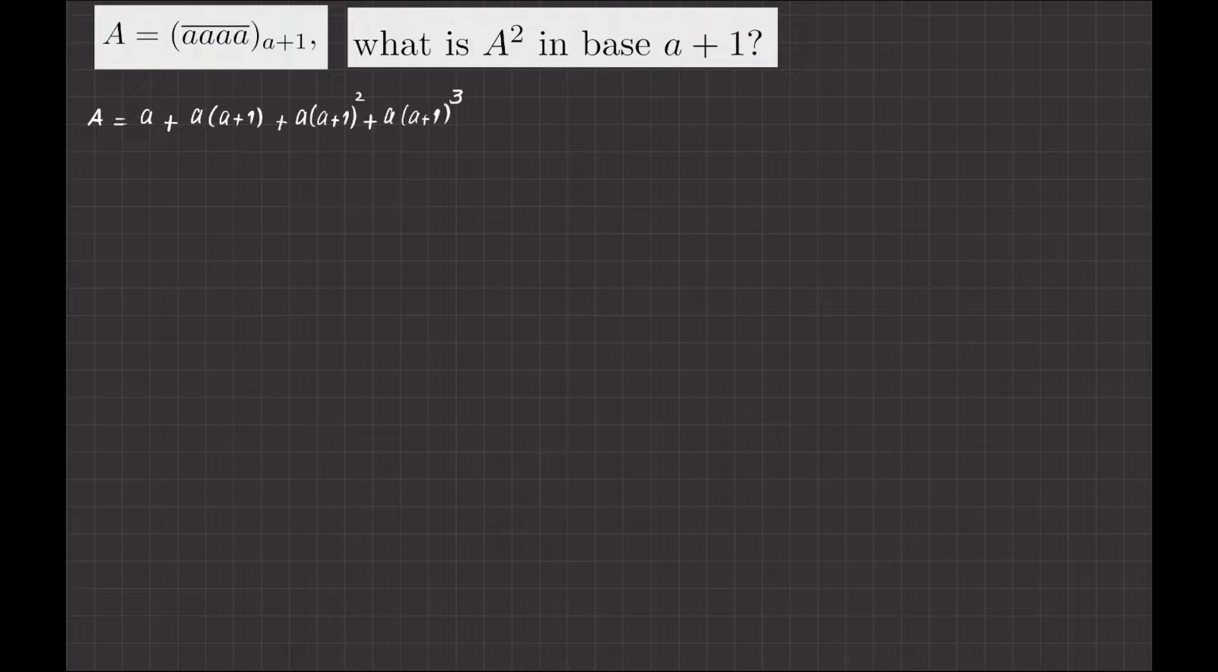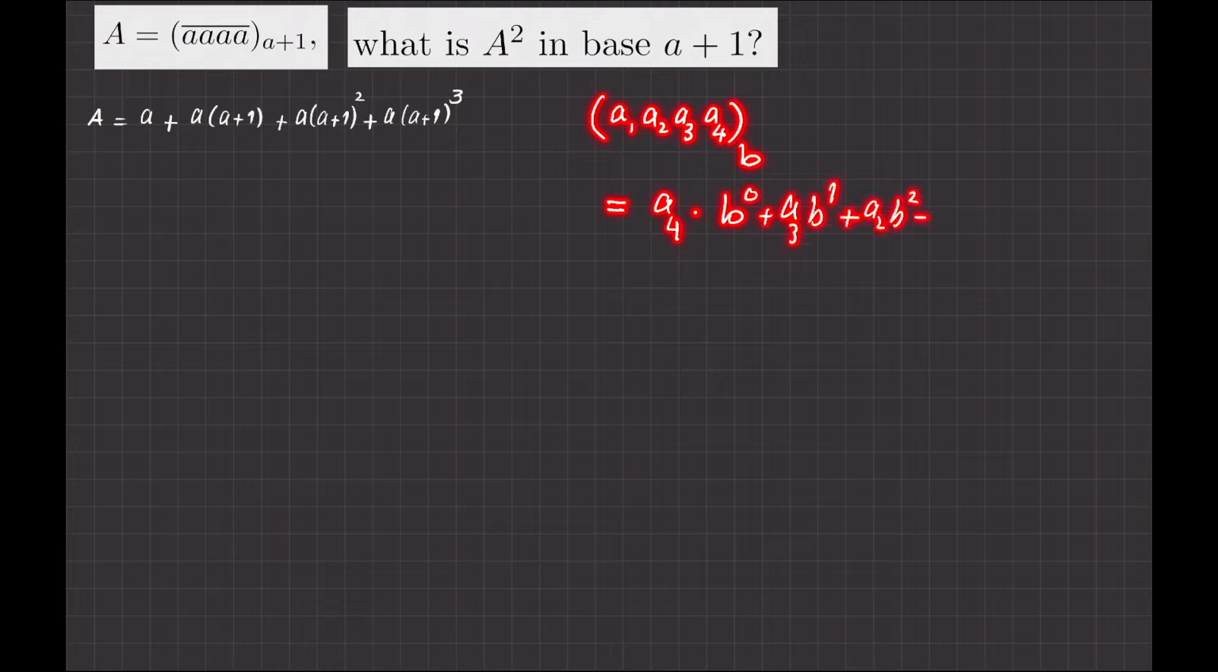Why is that? Because, for example, if you have A1, A2, A3, A4 in any base B, you know that if you want to go to base 10, you write A4 B to power 0 plus A3 B to power 1 plus A2 B to power 2 plus finally A1 B to power 3. That is the expansion of this 4-digit number in base 10 if you want to write it in base B, if you want to write it in base 10.